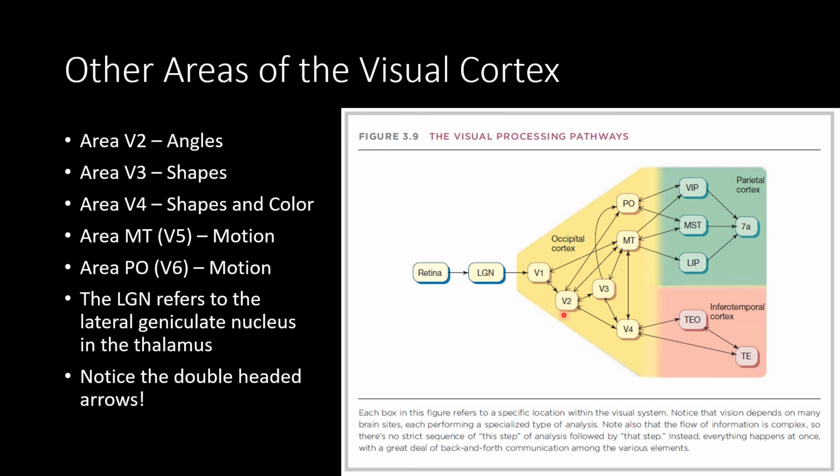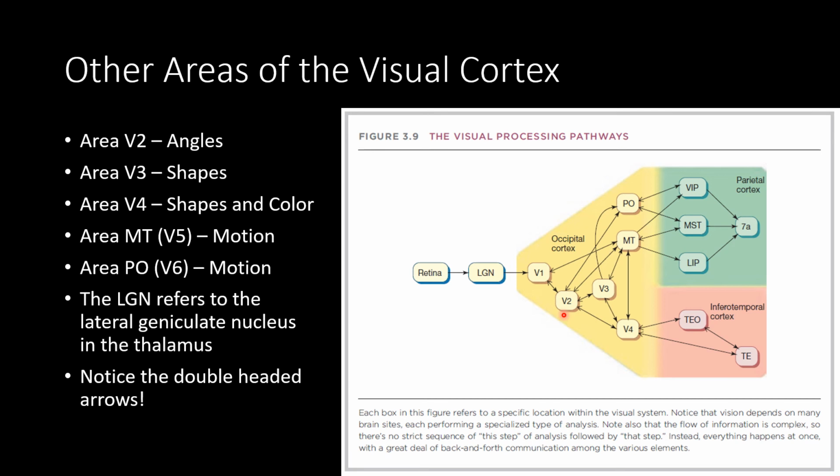Area V4 has a combination of receptive fields looking at shapes and color. And then areas MT and PO are both responsive to motion, even though arguments have been put forward recently to say they look at different types or are receptive to different types of motion.